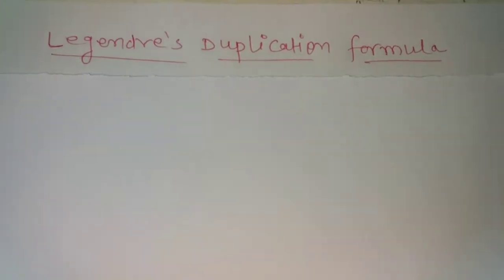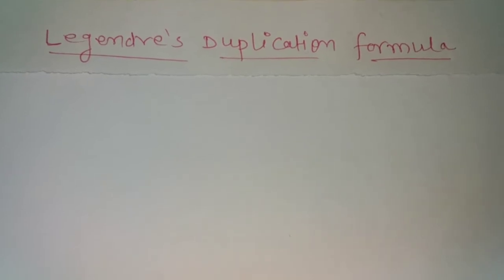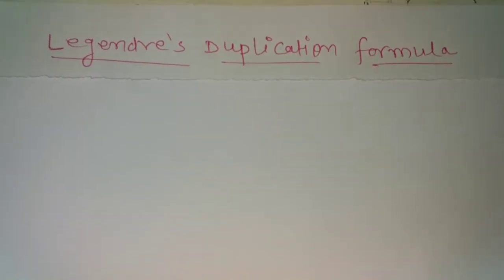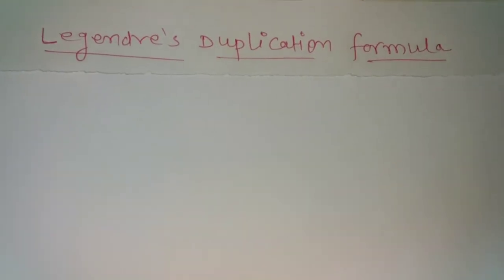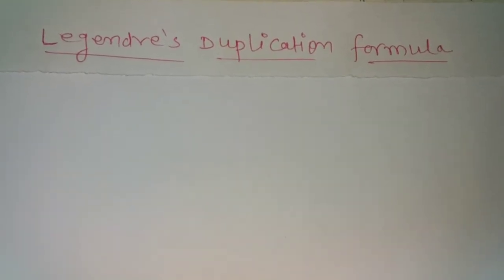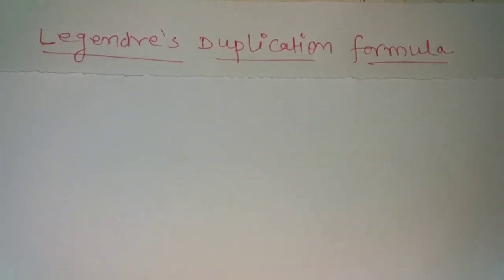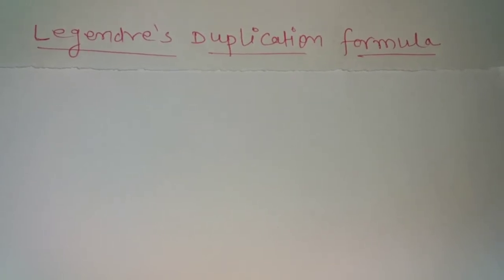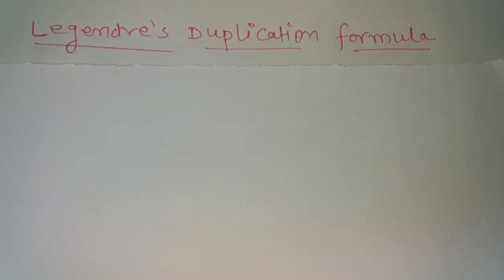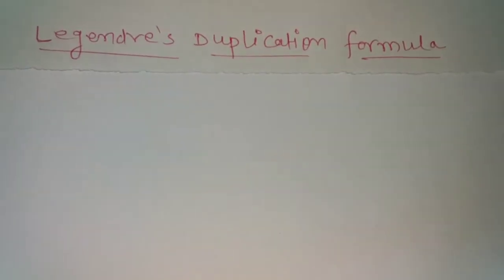Hello everyone. In the previous video we discussed an important relation between the beta and gamma functions, that is, beta(m,n) equals gamma m into gamma n upon gamma m plus n. Now in this video we again discuss an important relation called Legendre's duplication formula.